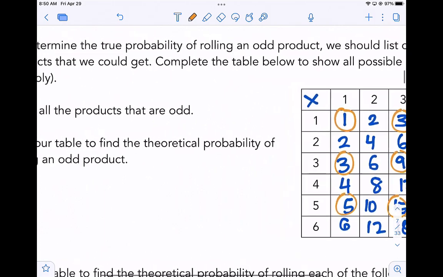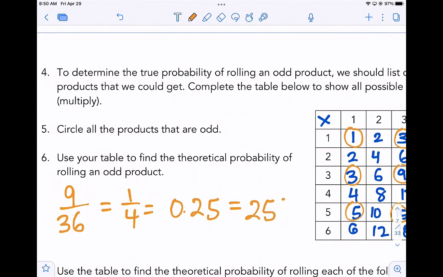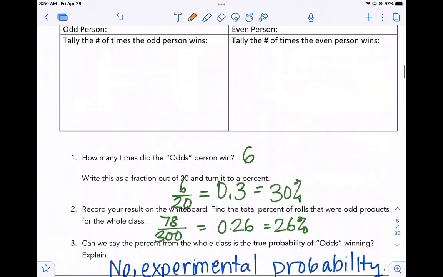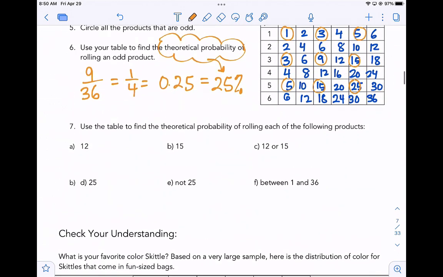Okay, so if we count those, that is 9 ways out of, again, there's 36 total outcomes here, which is 1/4, 0.25, or 25%. So this is the theoretical probability of rolling an odd, 25%. Ooh, that's pretty close to what we had for the class, which was 26%.